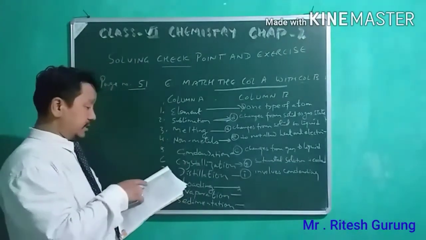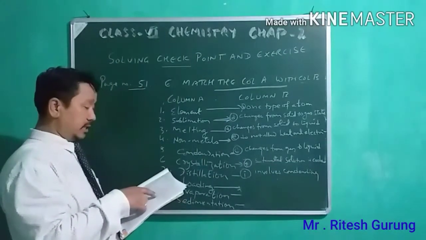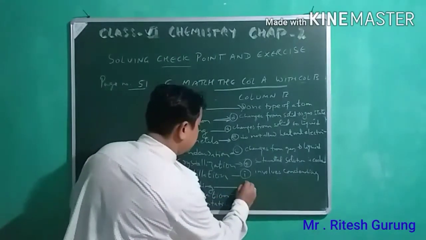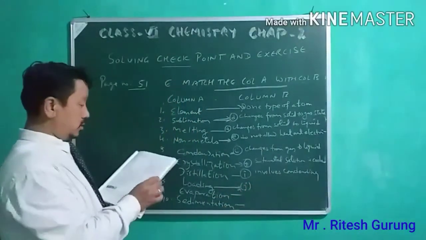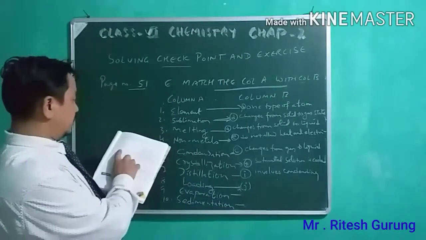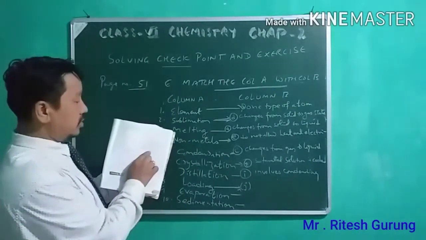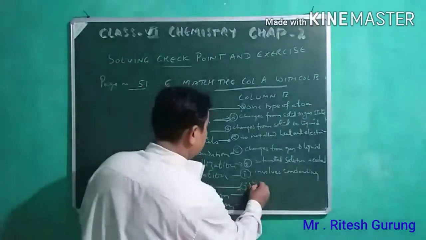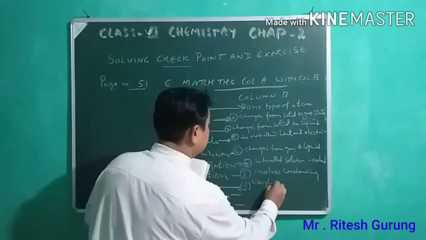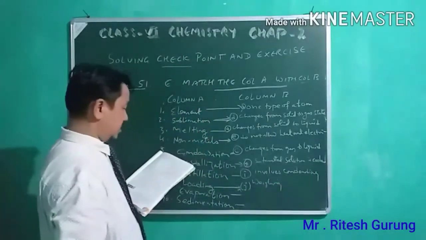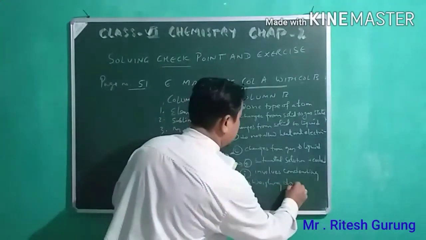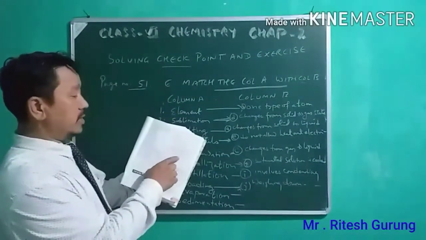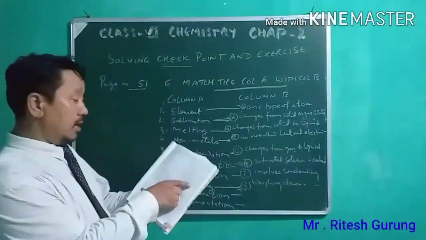Then number 8, loading, that is option number J. Loading is weighing down of solid particles by using alum. It is there in the book. Weighing down of solid particles by using alum.